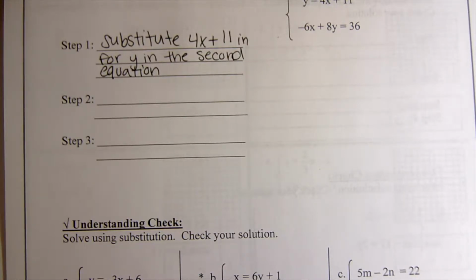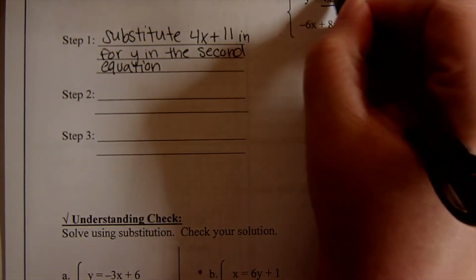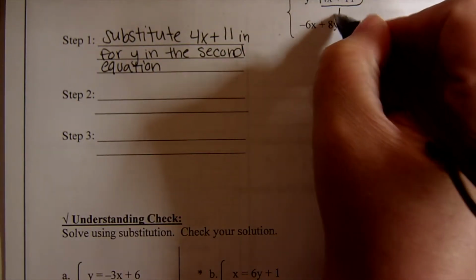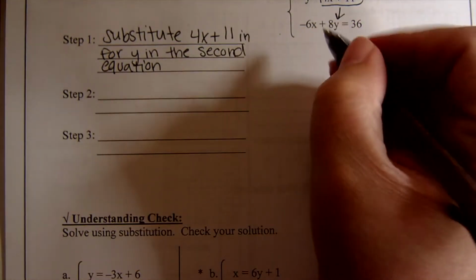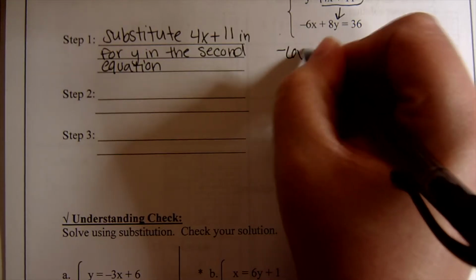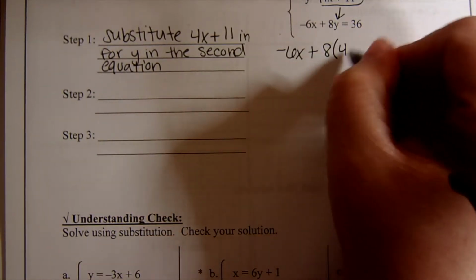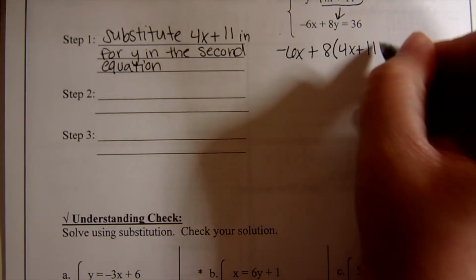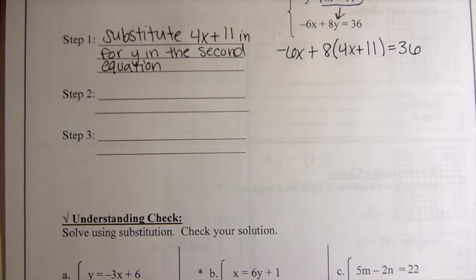4y. So I'm taking 4x plus 11, putting that in for y. So when I rewrite this second equation, I have negative 6x plus 8 parentheses 4x plus 11 equals 36. Is the added step just distribute?